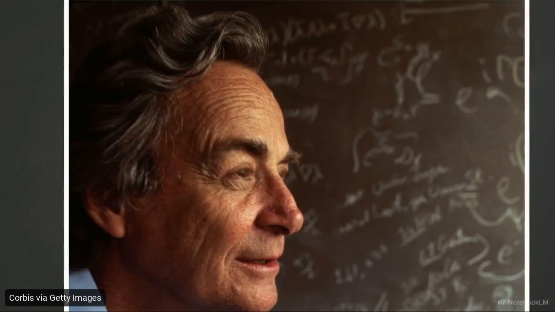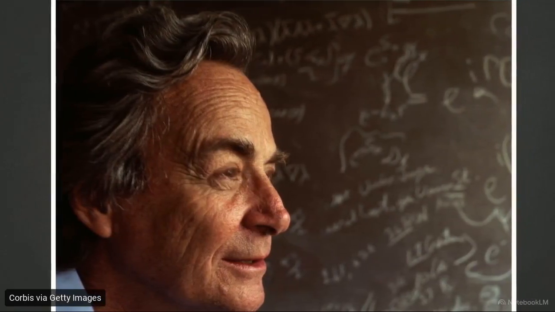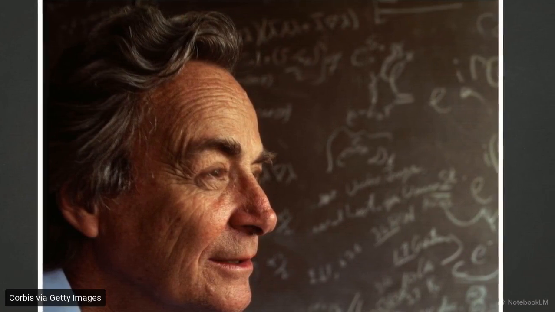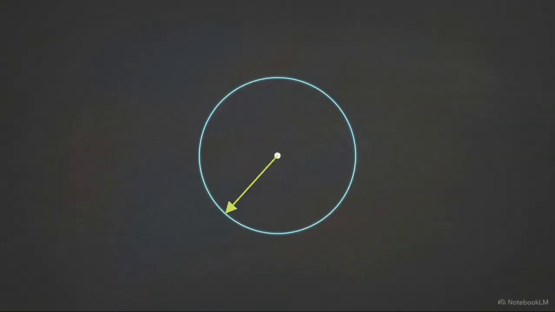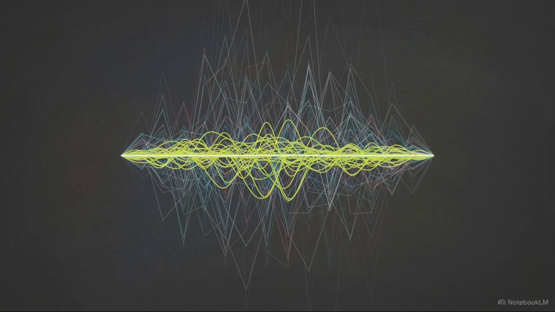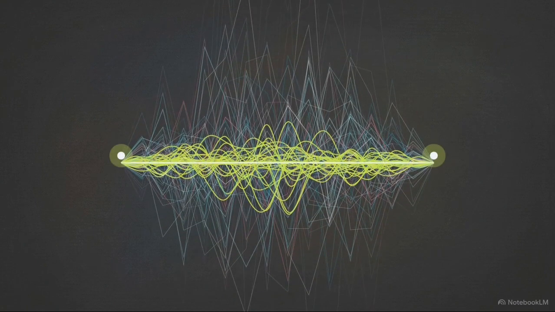The second lens moves to Richard Feynman, who realized that particles don't take one path, they take every possible path simultaneously. To represent this, the app shatters that single spinning phasor into an infinite sum of competing trajectories.